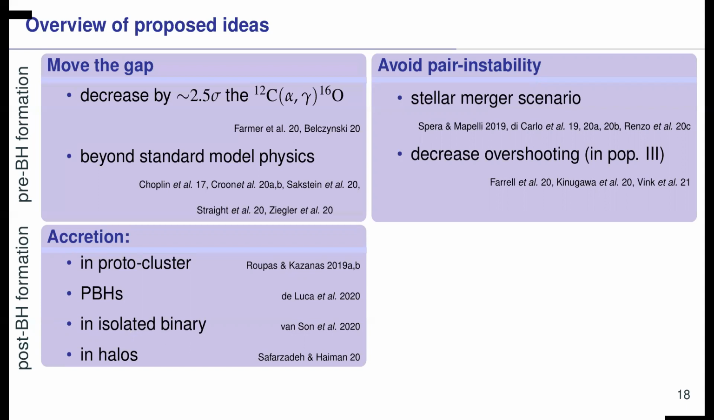So you can create very massive black holes, but the binary becomes too wide to merge within the age of the universe. So it's not a good explanation for the LIGO black holes.